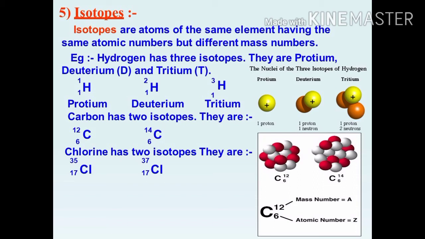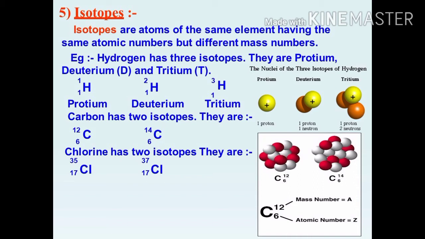Then deuterium. Up 2 is there. 2 is the mass number. Mass number includes both proton and neutron. Down 1 is there. 1 means atomic number. Atomic number is the proton. How many protons are there in deuterium? Only 1 proton. How many neutrons are there? 2 minus 1, mass number minus atomic number. So we will get 1.